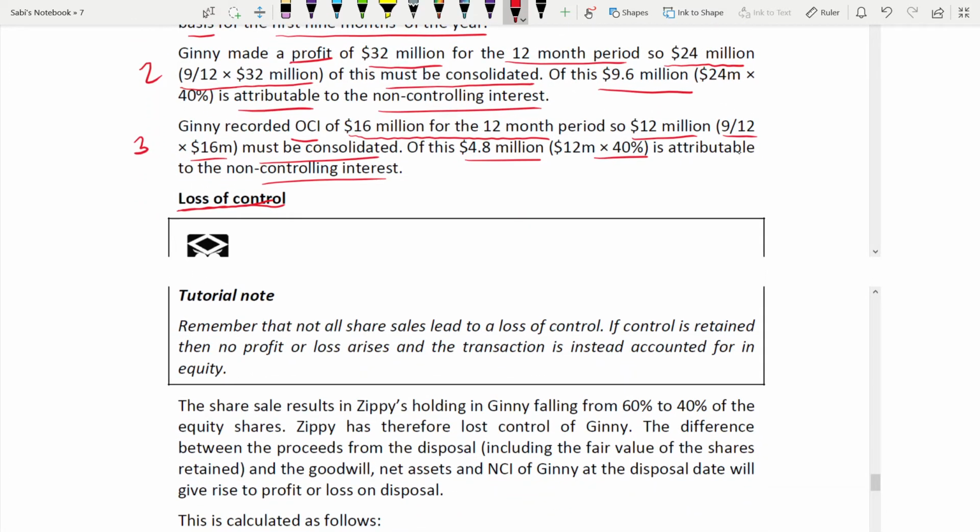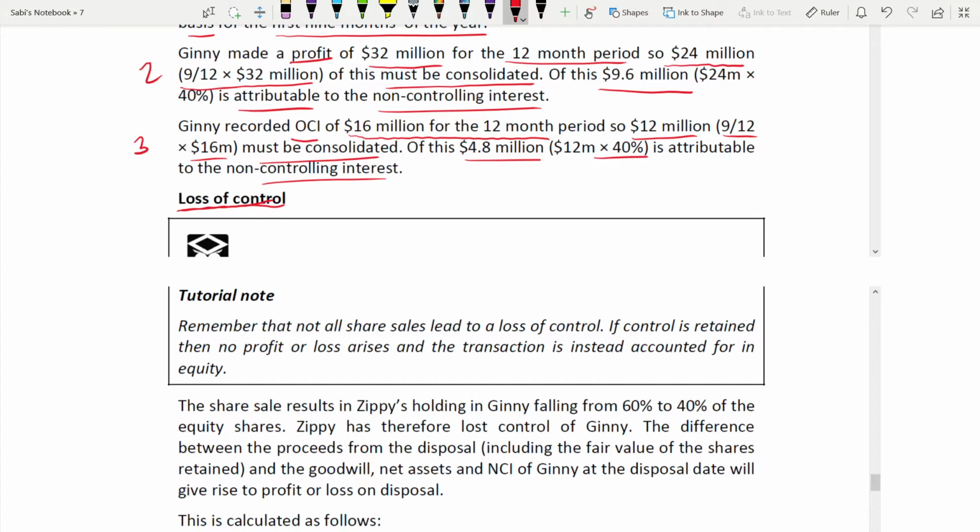The loss of control. Remember that not all sales lead to a loss of control. Sometimes when you're selling shares it does not mean you're losing control, but in this case you are. Why did I say that? Because let's say you have 80% share and you dispose 20%. After you have disposed 20, you are left with 60%. So still you are a subsidiary. There's no loss of control. But in this case, from 60 you have reduced 20, so you have become 40%, which is less than 50%. Anything which reduces your share to less than 50%, then you lose control. Then it is an associate from a subsidiary. That's why the tutorial note says not all sales lead to loss of control, but here it does.